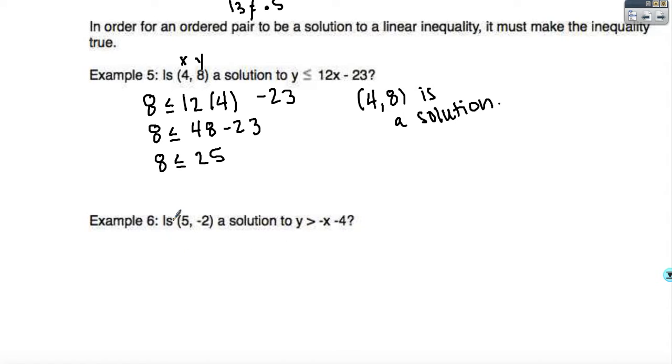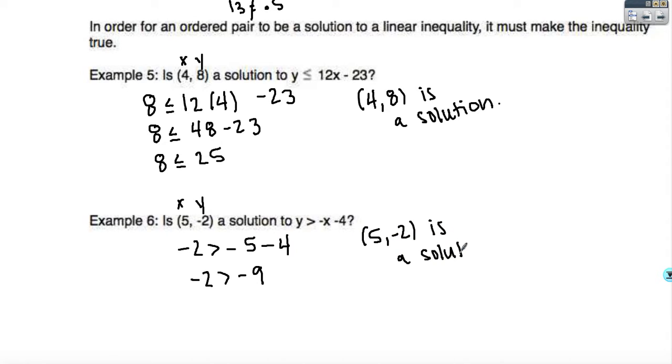And the last one for page 102 is (5, -2) a solution to y is greater than -x minus 4? So I start by labeling my x and my y, and then I plug it in where x and y should go. So I'll have -2 greater than -5 minus 4. So -5 minus 4 gives me -9. And -2 is greater than -9, so that means that (5, -2) is a solution to the inequality. That means that this point would lie inside of the shaded region.